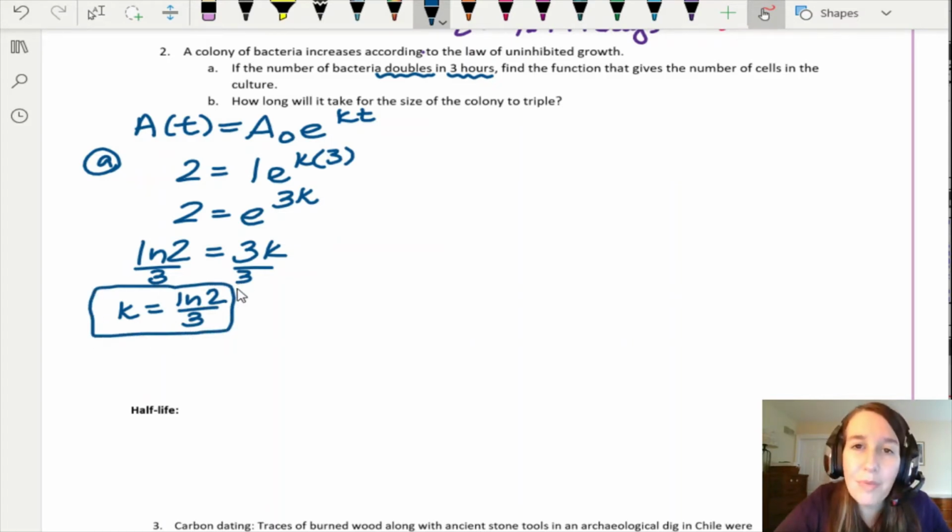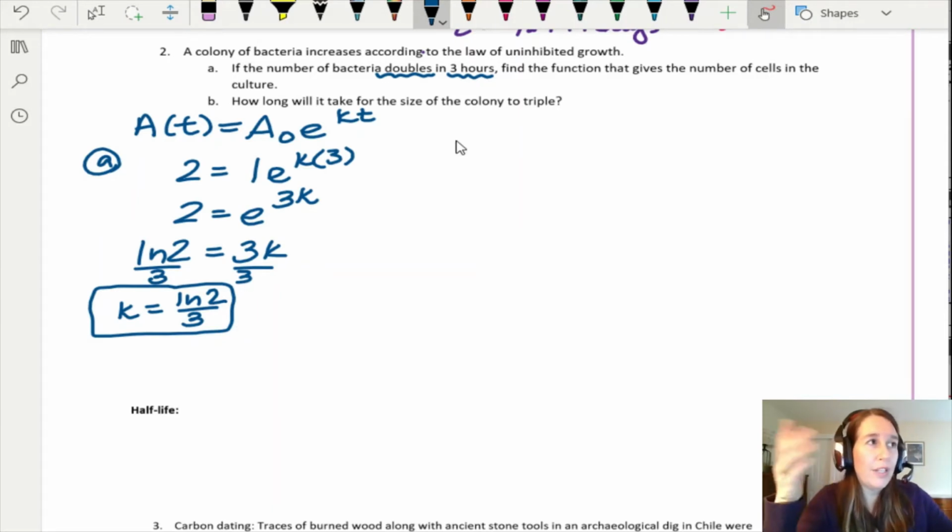You might be tempted to type that into your calculator and get a decimal. And what I would say is it's actually better to leave it this way. Natural log of 2 over 3 is a number. Once we put it on our calculator, it's that decimal, and then we're rounding when we do other answers. And so then we'll have a lot of rounding error in our problem.